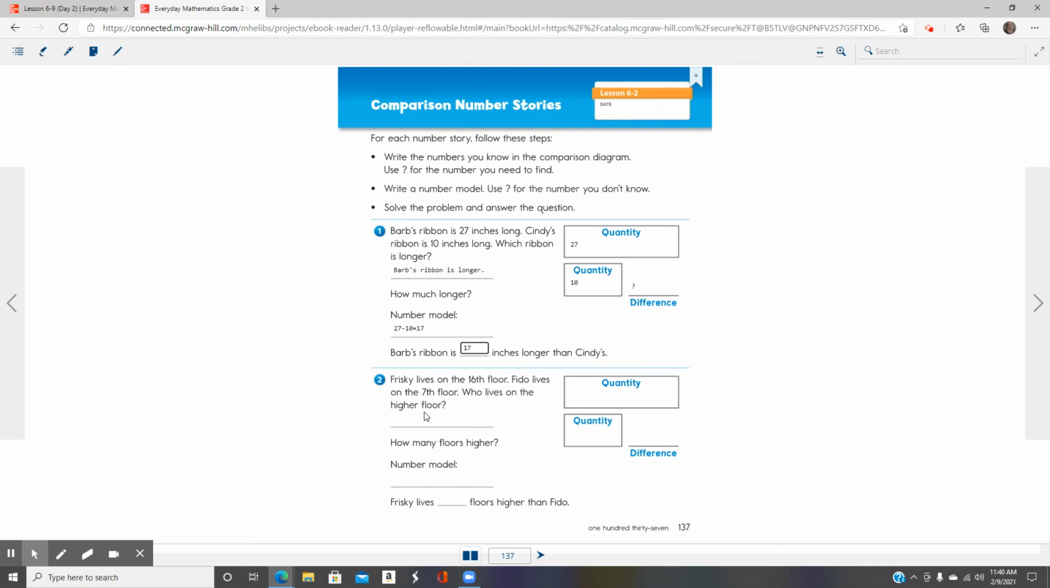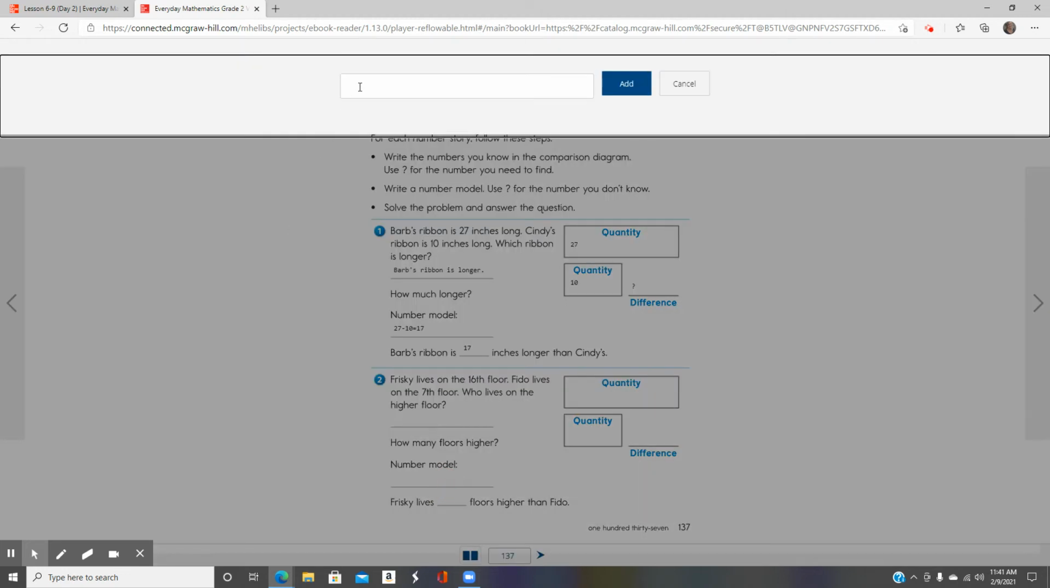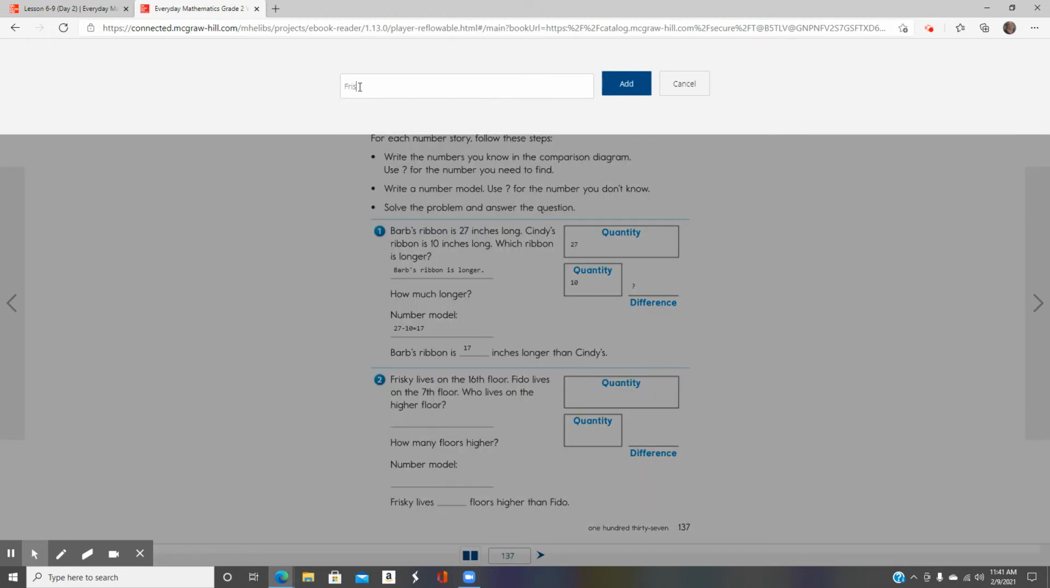So when you live in an apartment building, the first floor is the one on the ground. The second floor is on top of the first floor. The third floor is on top of the second floor, and so on. So the higher the numbers are, the higher you get in the apartment building. So the 7th floor is closer to the ground than the 16th floor. So who lives on the higher floor? Frisky lives on the 16th floor, so it's got to be Frisky. So let's write that down. Let's do a complete sentence just for fun, shall we? Frisky lives on the higher floor.